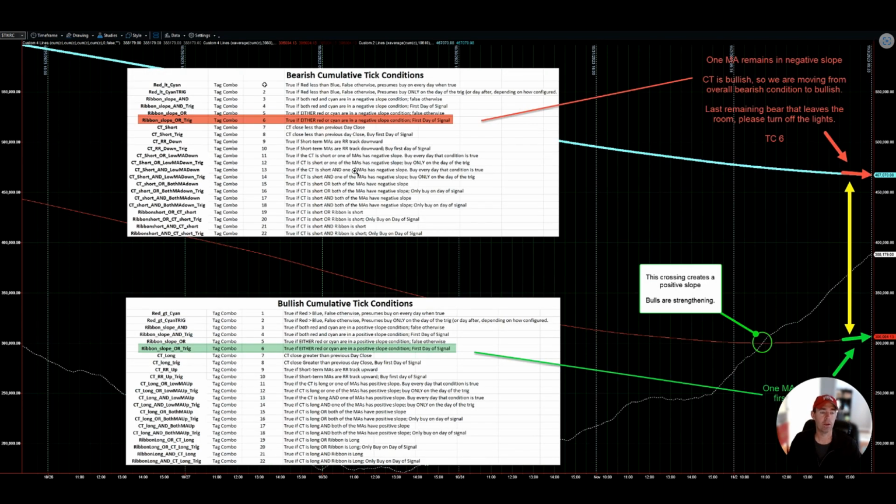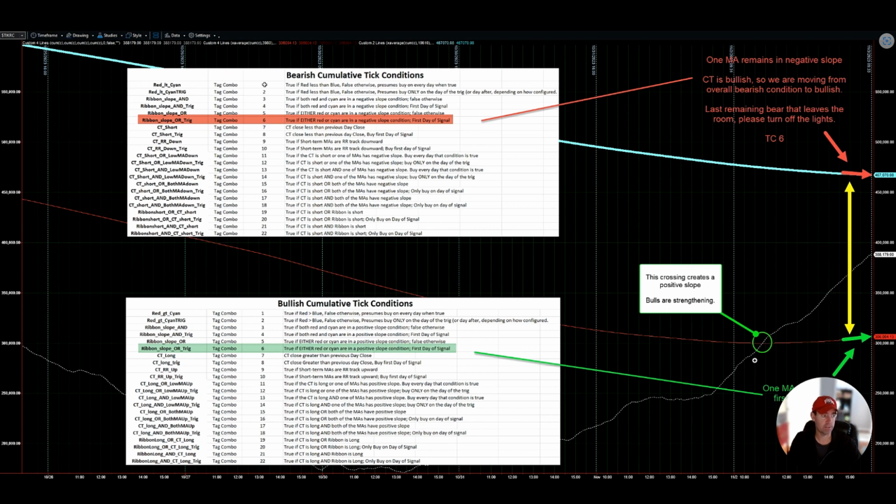And then here's our bearish and bullish cumulative tick signals, our tag combos. Again, these are the back tested tag combos we've used with our partners at EdgeRater that have our probability and probabilistic outcomes using leveraged ETFs as well as other instruments. So again, understanding the tick tag combos and where we're at.